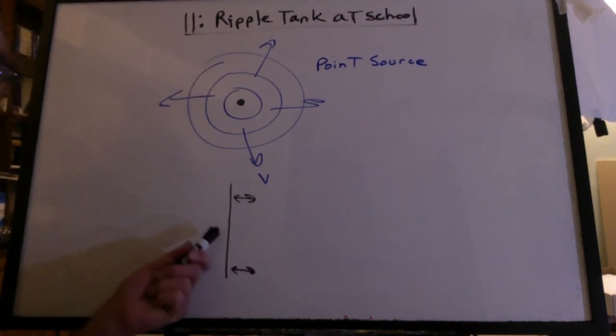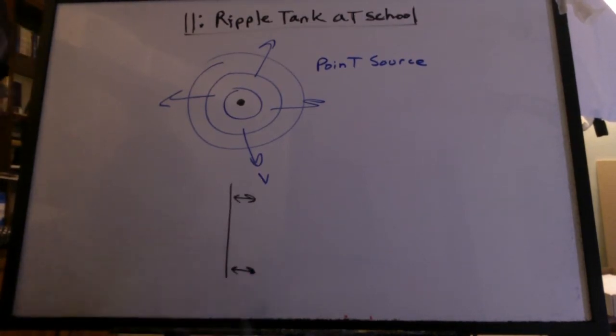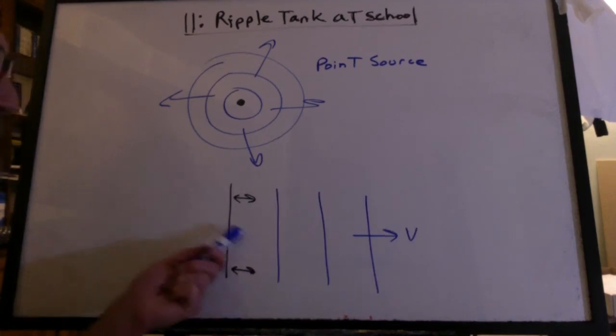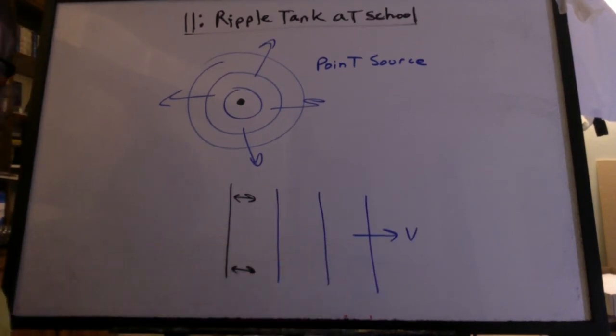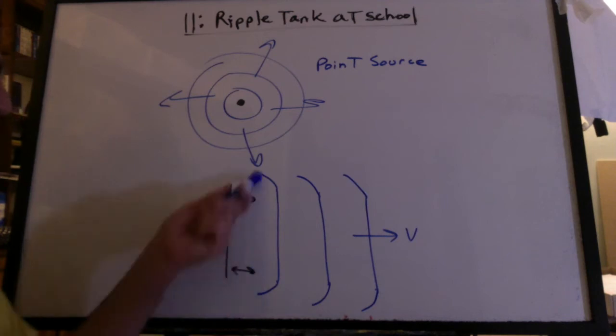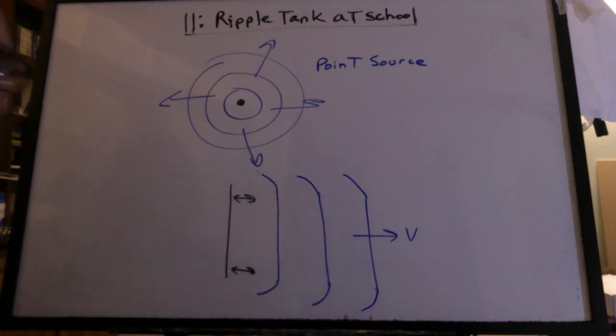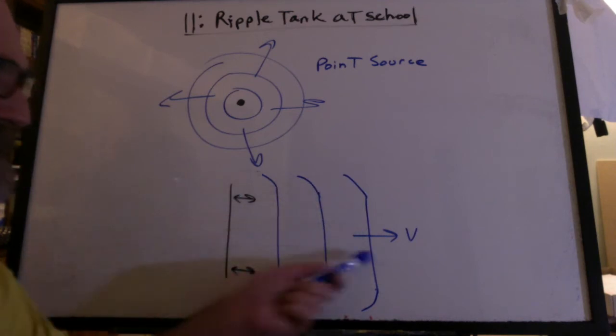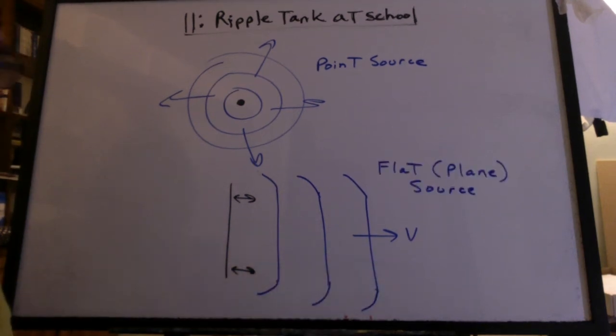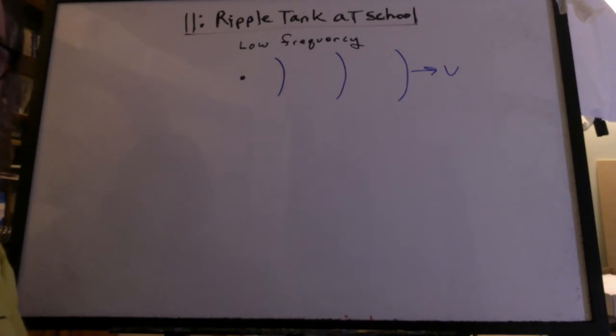But I also had a ruler that I could put in the water and give it a quick shove. The waves were flat wave fronts moving forward with some curvature on the ends. We want to ignore that curvature and focus on the part that's going straight. Now this is a flat or a plane source. If I dip my finger in the water slowly up and down, I get waves moving outward.